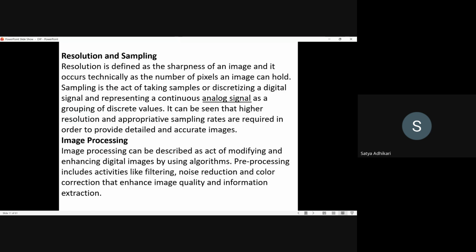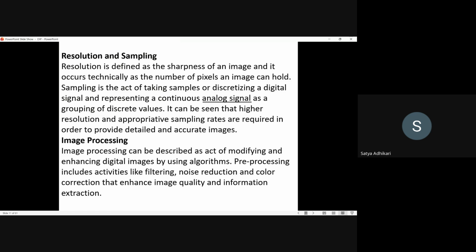So sampling is the act of taking a sample or discretizing the digital signal. As you know, there are two processes. Sampling is basically associated with the location in the image, and quantization is the gray level value or color value of that pixel. It can be seen that higher resolution and appropriate sampling rates are required in order to provide a detailed and accurate image.